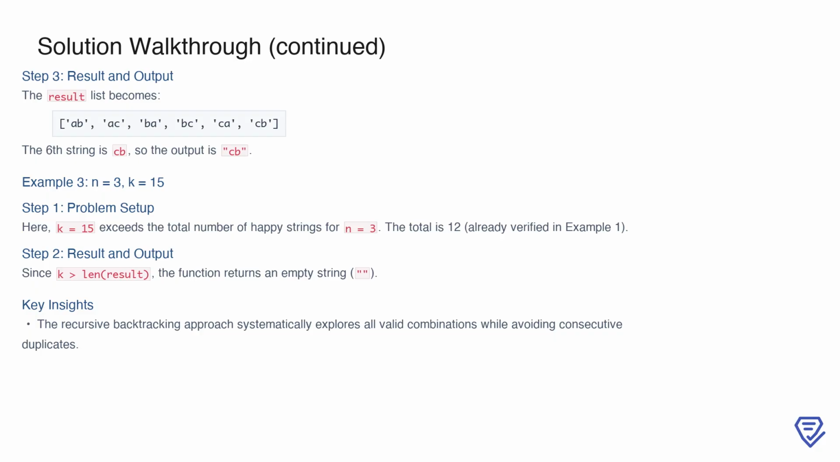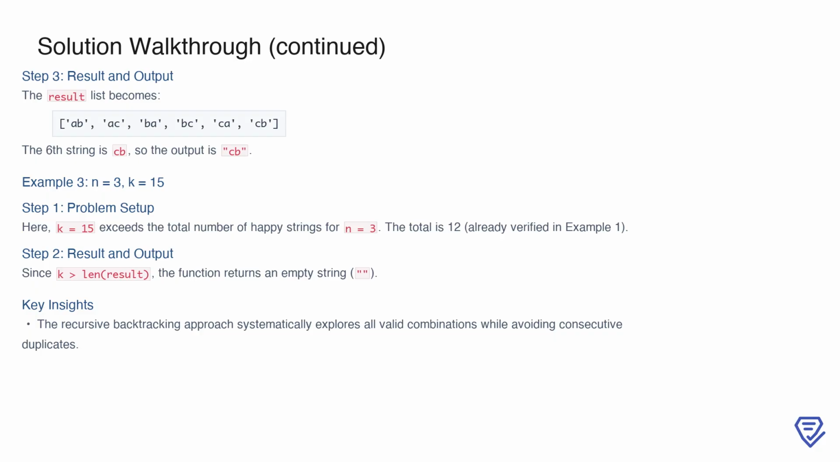Let's now examine one more example where n equals 3 and k equals 15. In this case, we first need to determine if k is within the bounds of the total number of happy strings. For n equals 3, as verified in the previous example, the total number of happy strings is 12. Since k equals 15 exceeds this total, it is clear that there is no valid 15th string. As a result, the function returns an empty string.